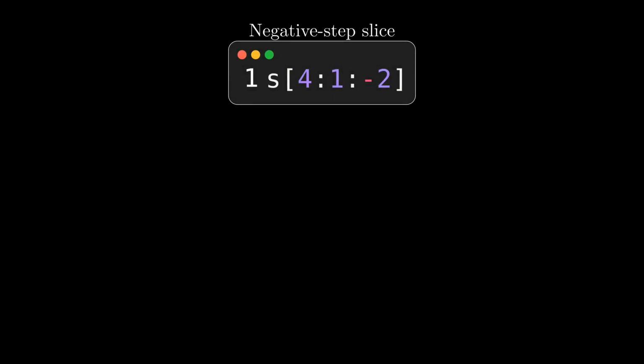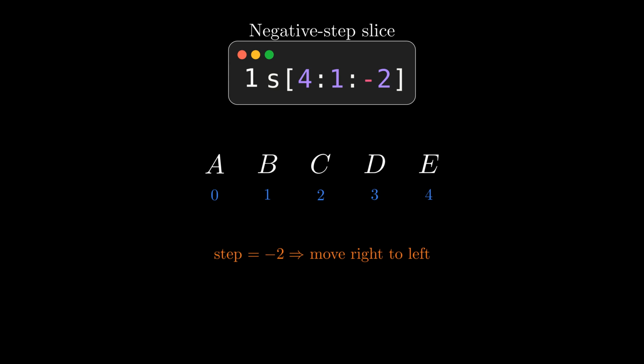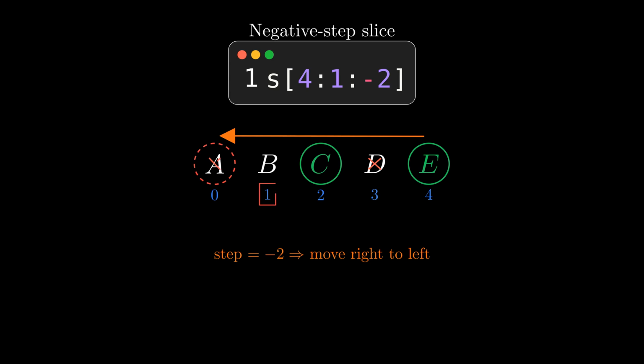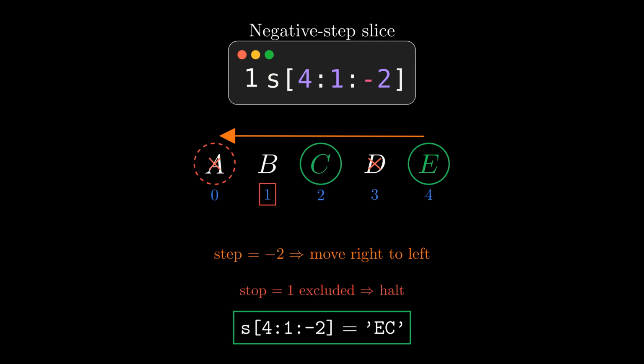Here's a more intricate negative step example. The slice s[4:1:-2]. Check the step sign first. Negative, so Python moves right to left. It starts at index 4, the character E, and takes it. Step -2 means move 2 positions leftward, skip D at index 3, land on C at index 2, and take it. Another step of -2 would land on index 0, but the stop is 1, and with a negative step, the slice runs down to but not including the stop. So it halts. The result is EC, 2 characters gathered right to left, stop excluded as always.